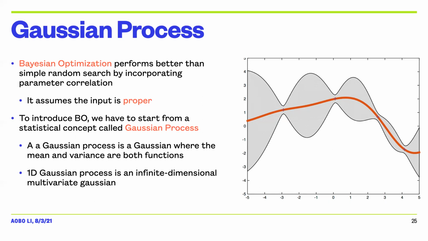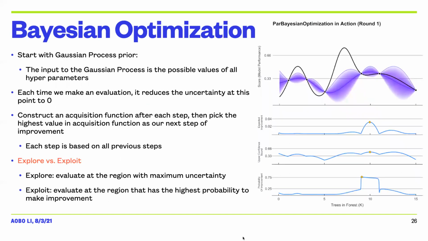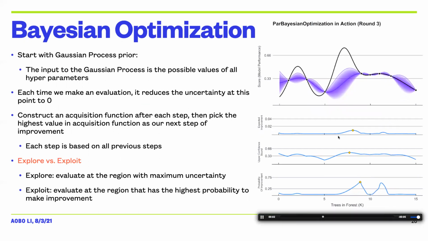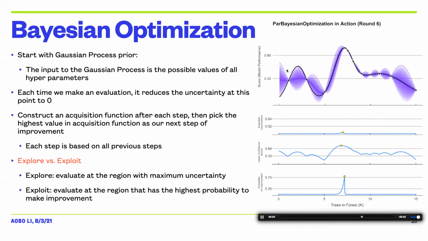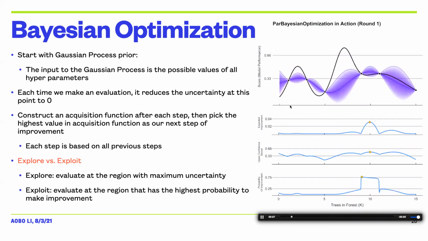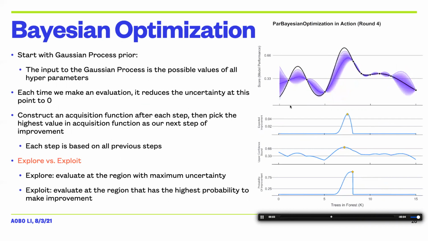So what is a Gaussian process? A Gaussian process is a Gaussian where the mean and the variance are both functions. You can also think of a 1D Gaussian process as a finite dimensional multivariate Gaussian. The idea of Bayesian optimization is to start with a Gaussian process prior on the hyperparameters of the model. The input to the Gaussian process is the possible values of all the hyperparameters. Each time we make an evaluation, we are evaluating at a point of the Gaussian process.